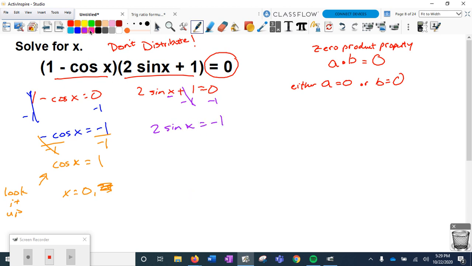All right. Now we divide by 2 to undo the multiplying. And sine of x equals negative 1/2. And now we go look it up. When does sine equal negative 1/2?